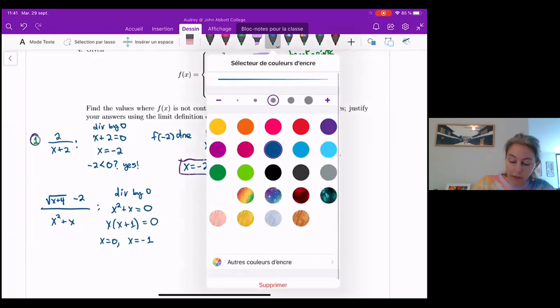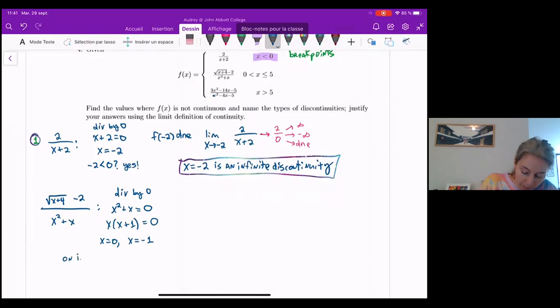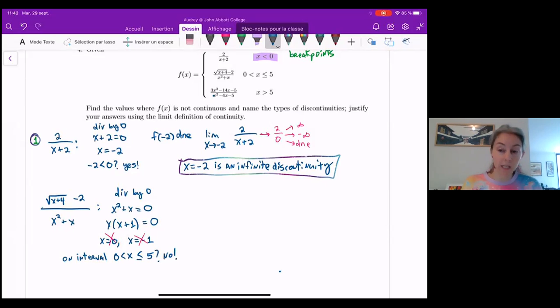But are these on the interval, which is 0 is less than x is less than or equal to 5? And the answer is that neither of them is there. I don't care about either of them because they are not on the interval. -1 is not between 0 and 5. 0 is the endpoint, but notice it doesn't say 0 less than or equal to x. 0 is not actually on this interval.